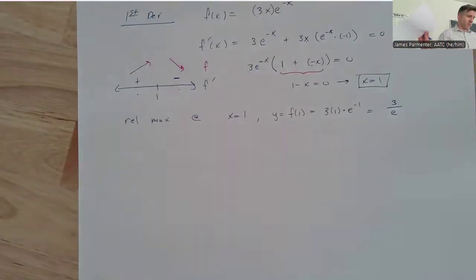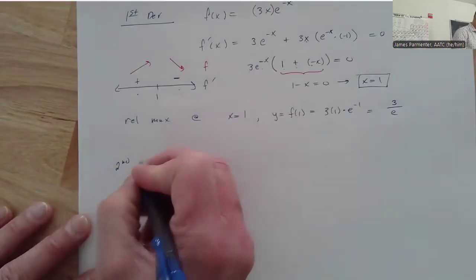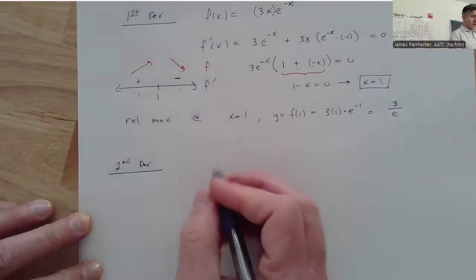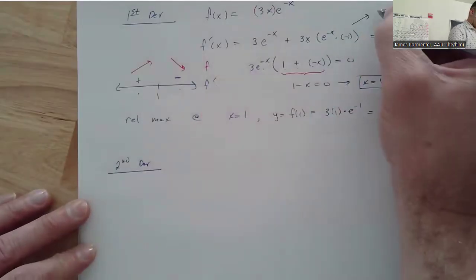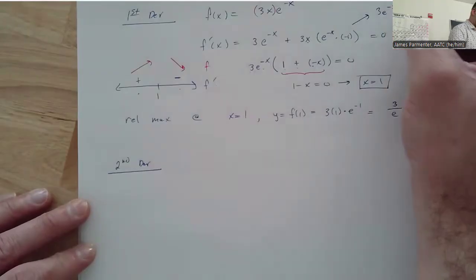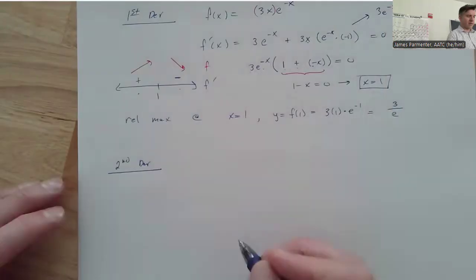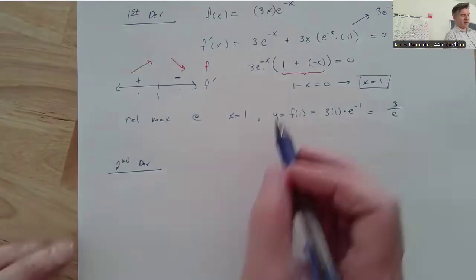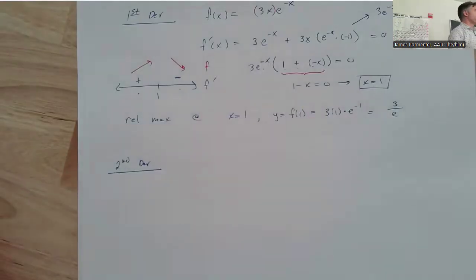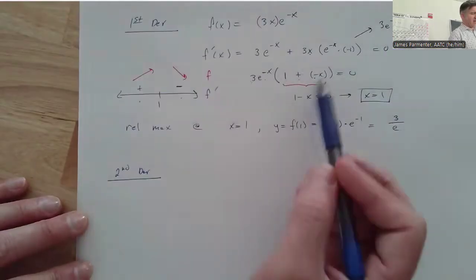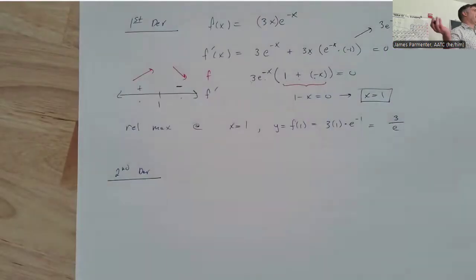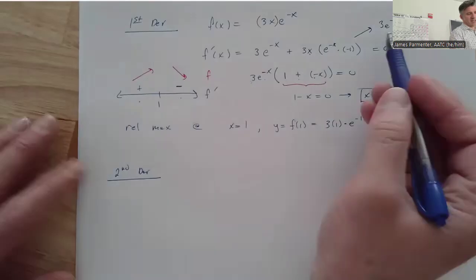Let's look at the next part. What's the next part? Oh, the second derivative stuff. So we take our first derivative, which I might rewrite as 3e to the negative x minus 3x e to the negative x. Or, I don't know which way is better. It's kind of a matter of opinion. Do I want to take the derivative of this, or of this? Either way, kind of. I'm going to do this because I wrote it already.